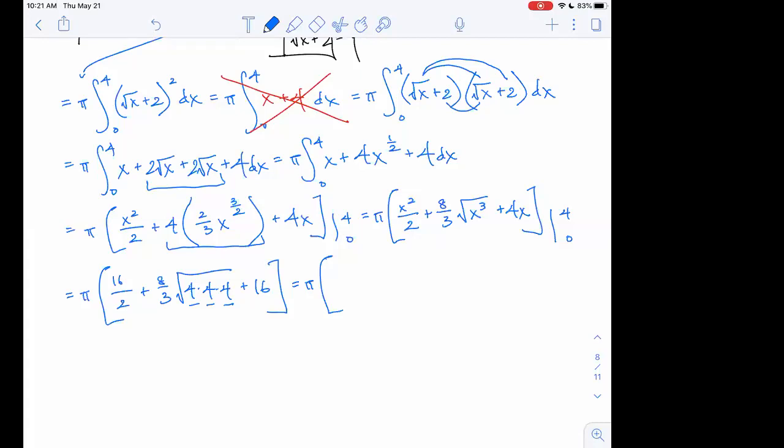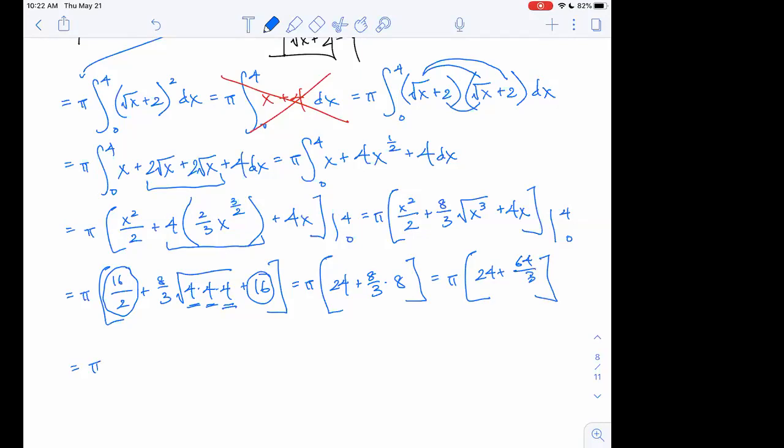But if I take a look at the whole numbers, so this is 8 plus 16. 8 plus 16 gives me 24. Plus 8/3 times square root of 4 is 2 times 2 times 2. So 8.